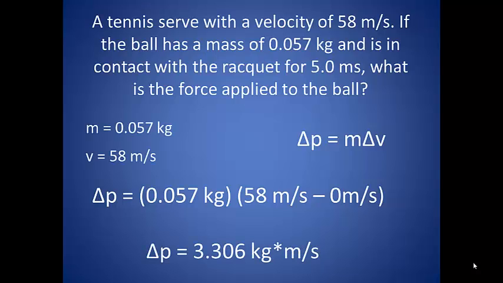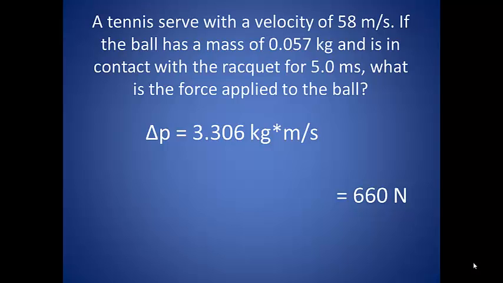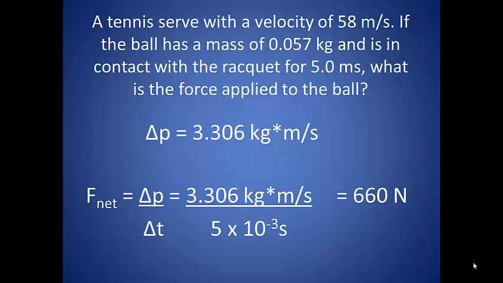This gives us a change in momentum of 3.306 kilograms times meters per second. Force is the change in momentum over the change in time, so we divide our calculated momentum by 5 milliseconds. Keep in mind that milliseconds must be converted into seconds. To do this, we move our decimal places 3 times to the left. In the end, we get 660 newtons of force applied to the ball.